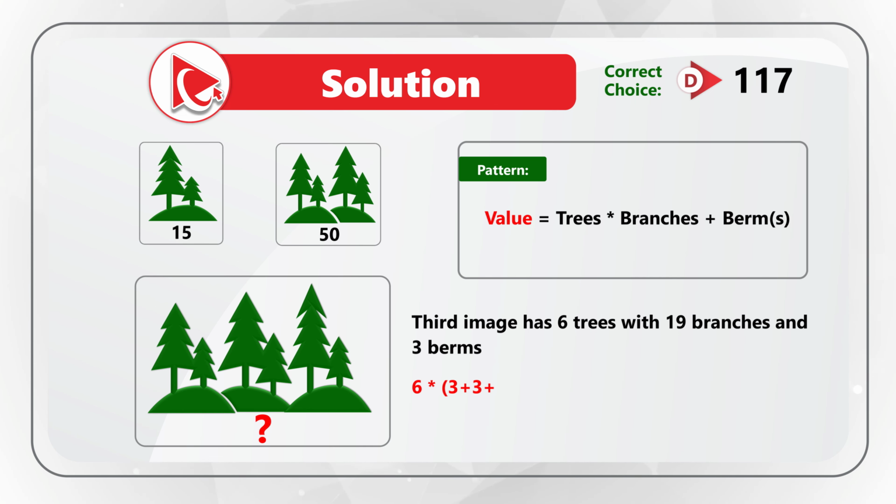Choice A, 60. Choice B, 65. Choice C, 70. And then choice D, 75. Take a close look to see if you can do the calculations and come up with the right solution.